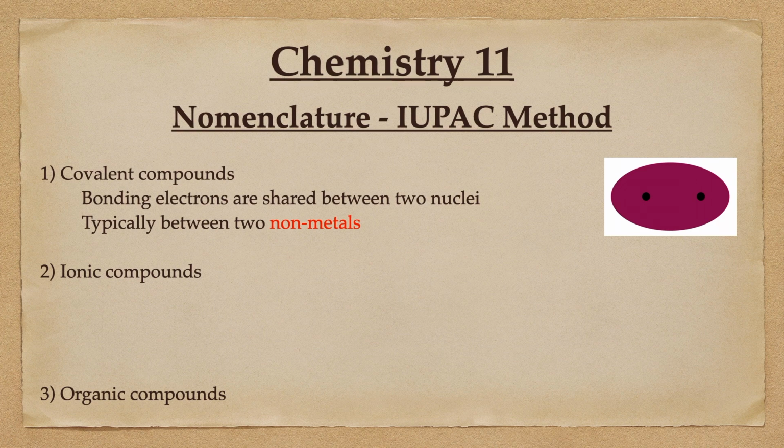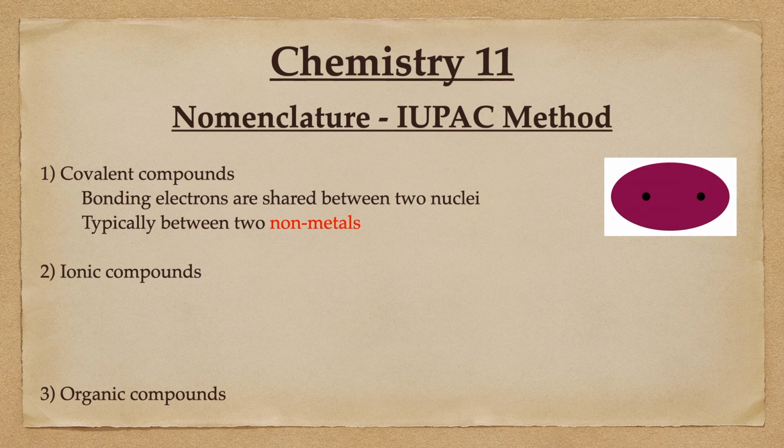First, covalent compounds. These occur when the bonding electrons are shared between two nuclei, and they typically occur between two nonmetals. That's a good basic way of understanding it, but in truth, a covalent bond happens when the difference in electronegativity between the two elements that form the bond is very low. Low electronegativity difference between the two elements gives a covalent bond.